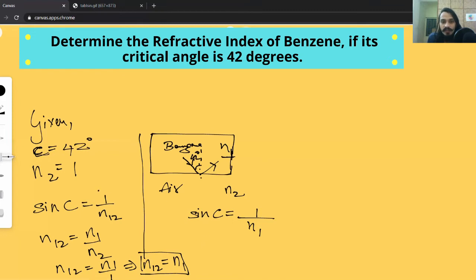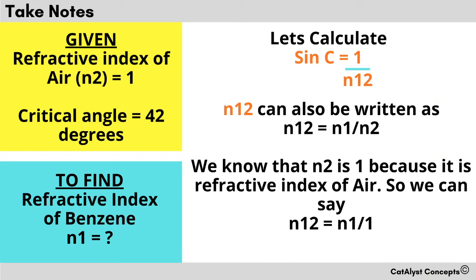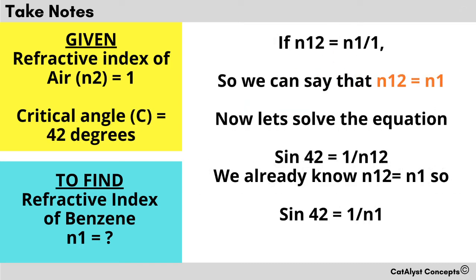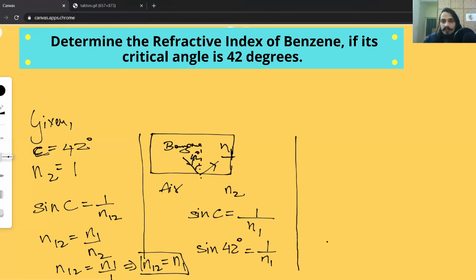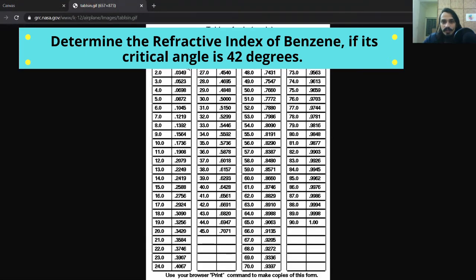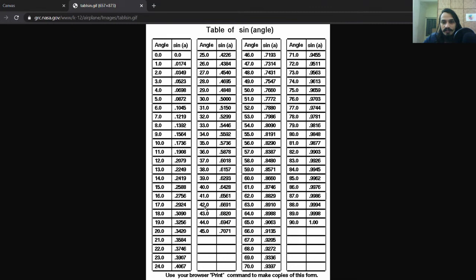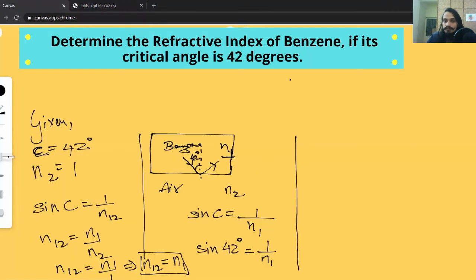All right. Now, we know the value of C. So I can rewrite this formula as sine 42 degrees equals 1 by N1. Now, what is the value of sine 42 degrees? We won't know it directly. Since you people don't know how to calculate sines yet, you can directly refer to this table. The angle is 42, and the value is 0.6691. So I can replace this as 0.6691 equals 1 by N1.